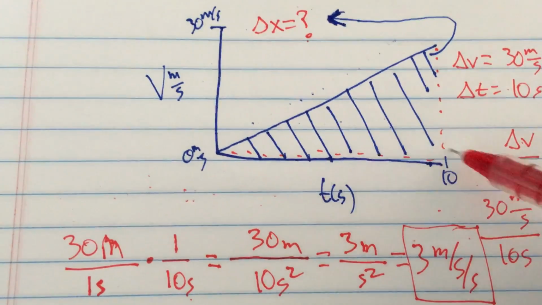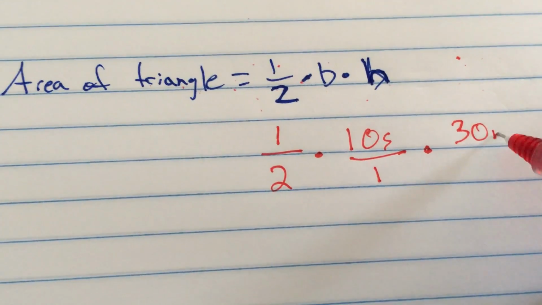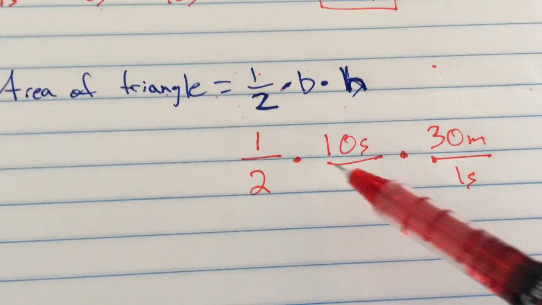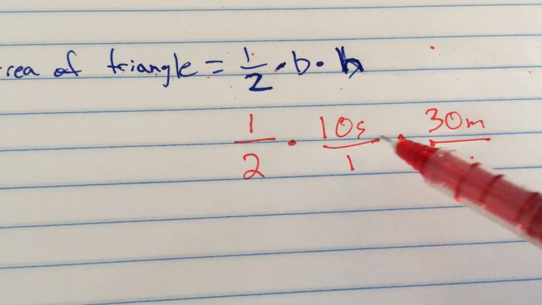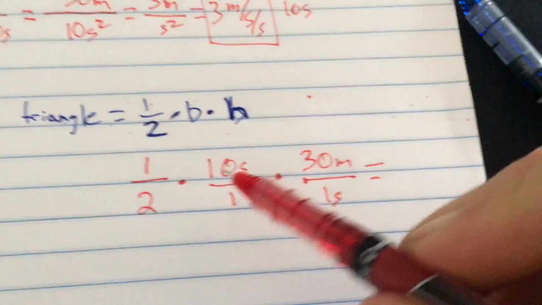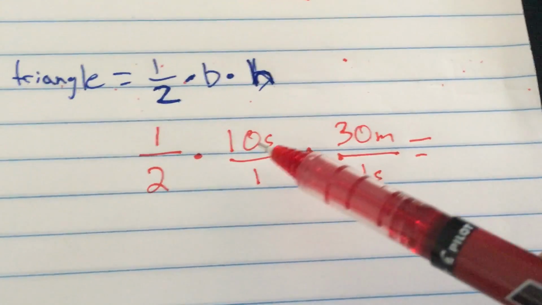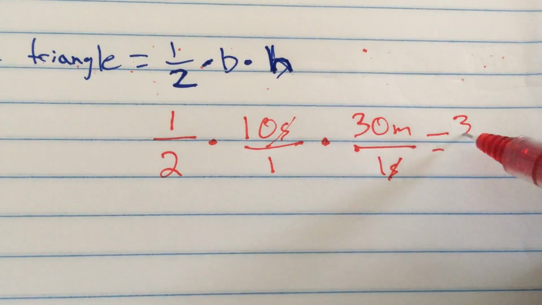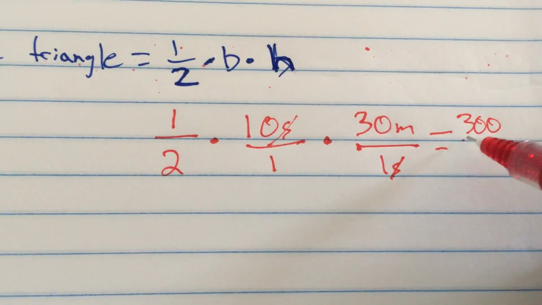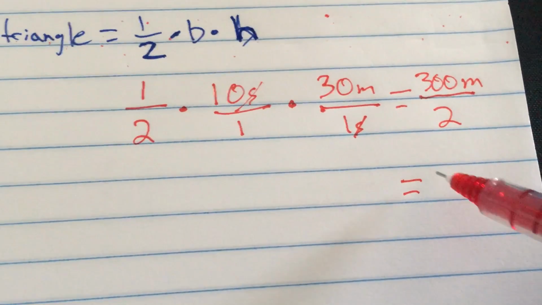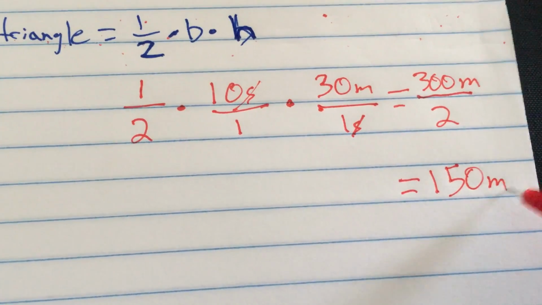So the base is 10 seconds. The height is, again, 30 meters per second, 30 meters over 1 second. And so we see here, I didn't multiply the reciprocal of anything. I just did 1/2 times the base times the height. And if we multiply across, we'll notice that our seconds can cancel out. That's great. And we get 300 over 2 meters, which is the same as 150 meters, which is great.